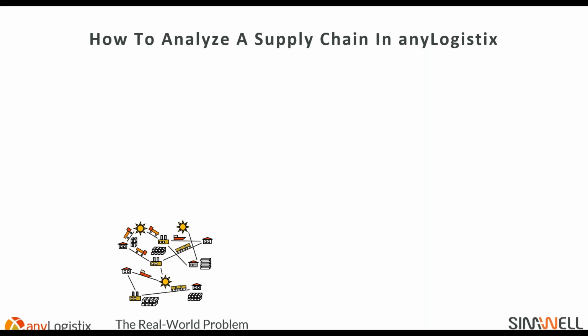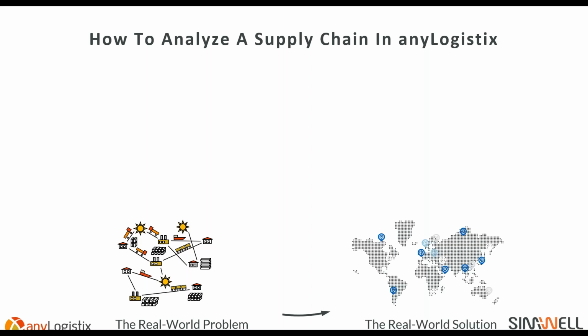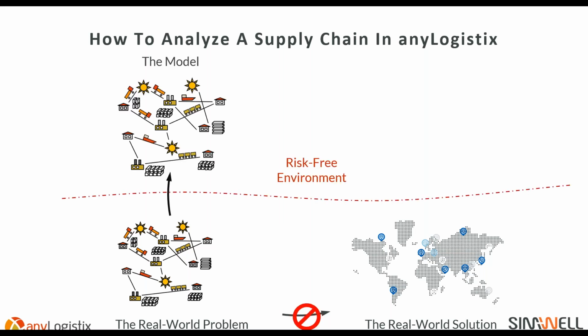So when we look at using anyLogistix to solve supply chain problems or to analyze the supply chain, we typically start with some real-world problem. Ideally, we could jump straight to a real-world solution. But often that's not possible, especially in a supply chain, because it's too complex or too expensive or it takes too much time. You can't just open up a distribution center and find out if that helps improve your process. So what we do with anyLogistix is we build a model of a supply chain in a risk-free environment.